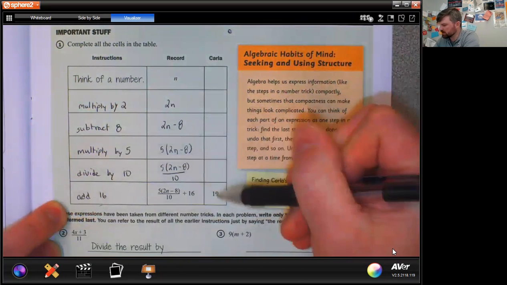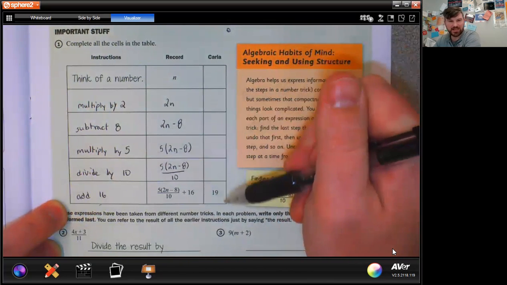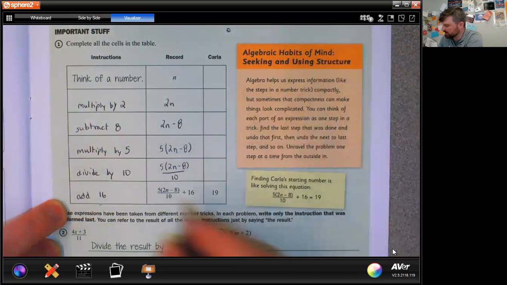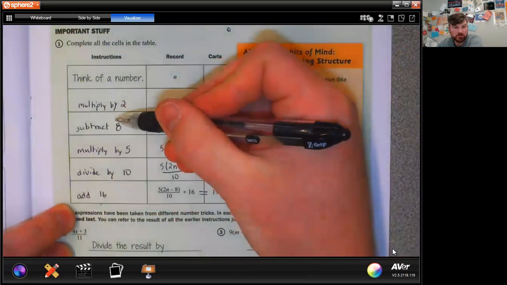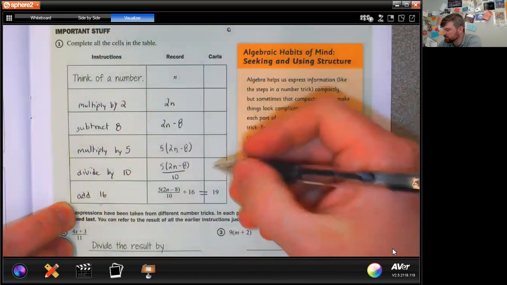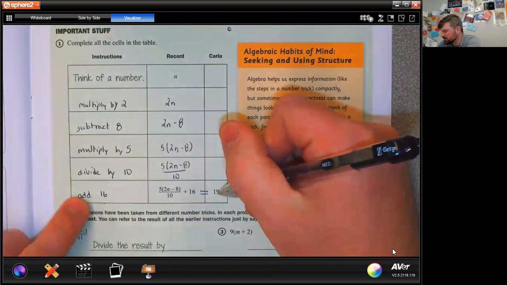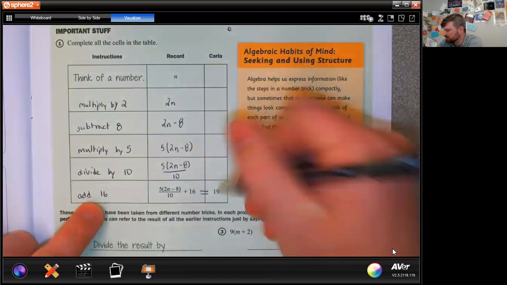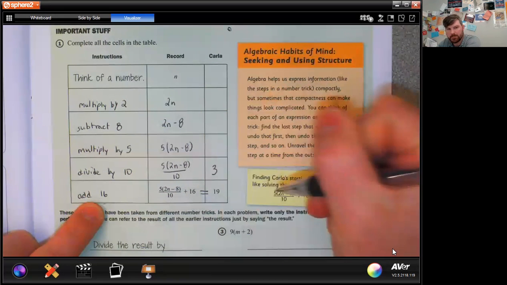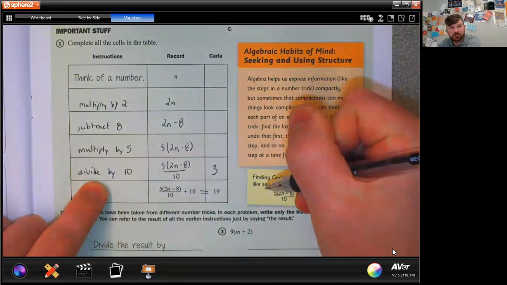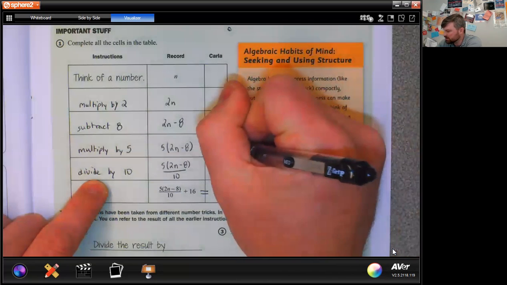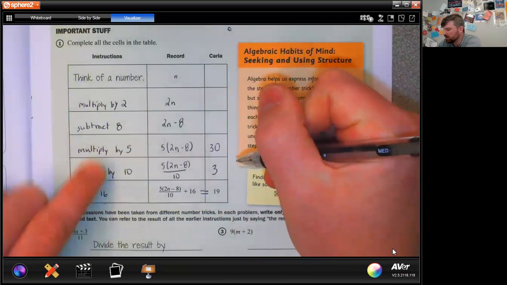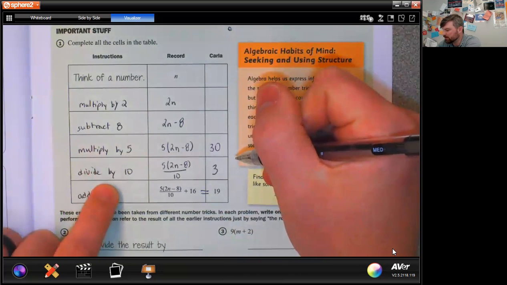If I go the other direction, I have the end result. In fact, this thing equals 19. I do these steps backwards, or I do the inverse of it. Instead of adding 16, I'm going to subtract 16. So 19 minus 16 is 3. I'm not going to divide, I'm going to multiply by 10. So 3 times 10 is 30.